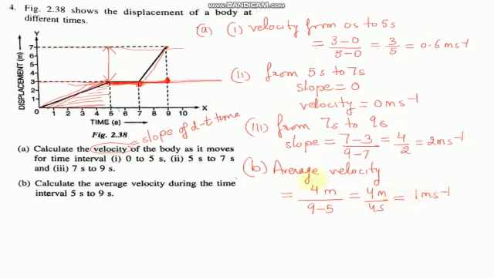Average velocity is always the total distance traveled over total time taken. So 5 seconds से लेके 9 seconds तक कितना distance travel हुआ? 3 meter to 7 meter, which means 4 meter. And how much time has been taken? 5 seconds to 9 seconds, that means time taken is 4 seconds, and hence we get the average velocity.